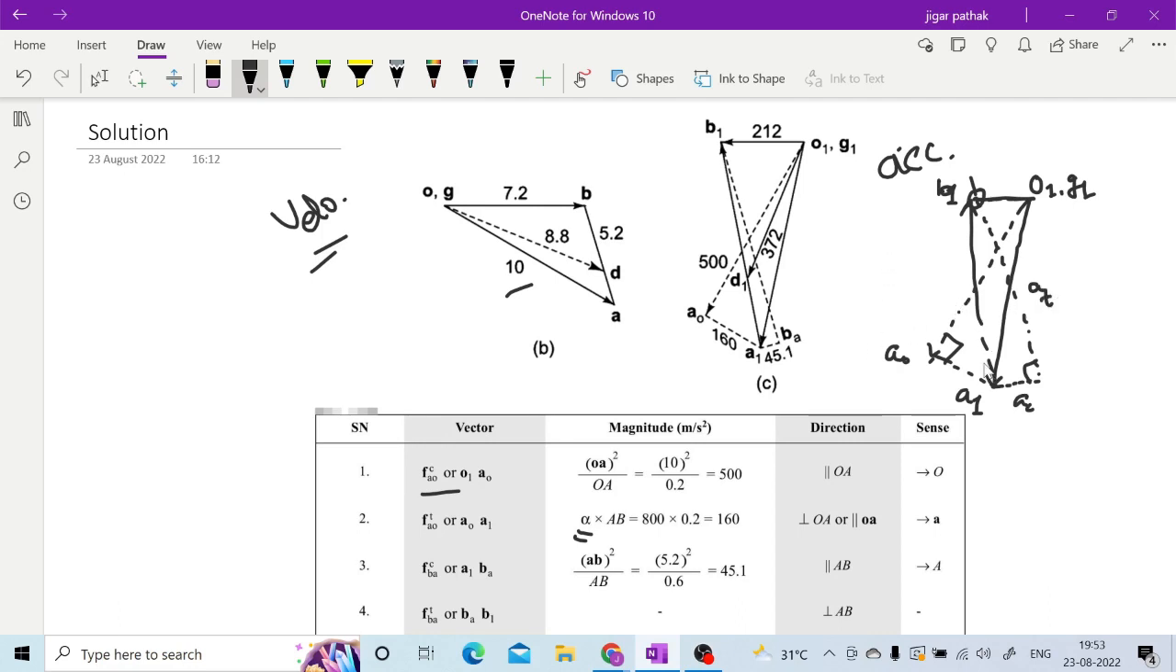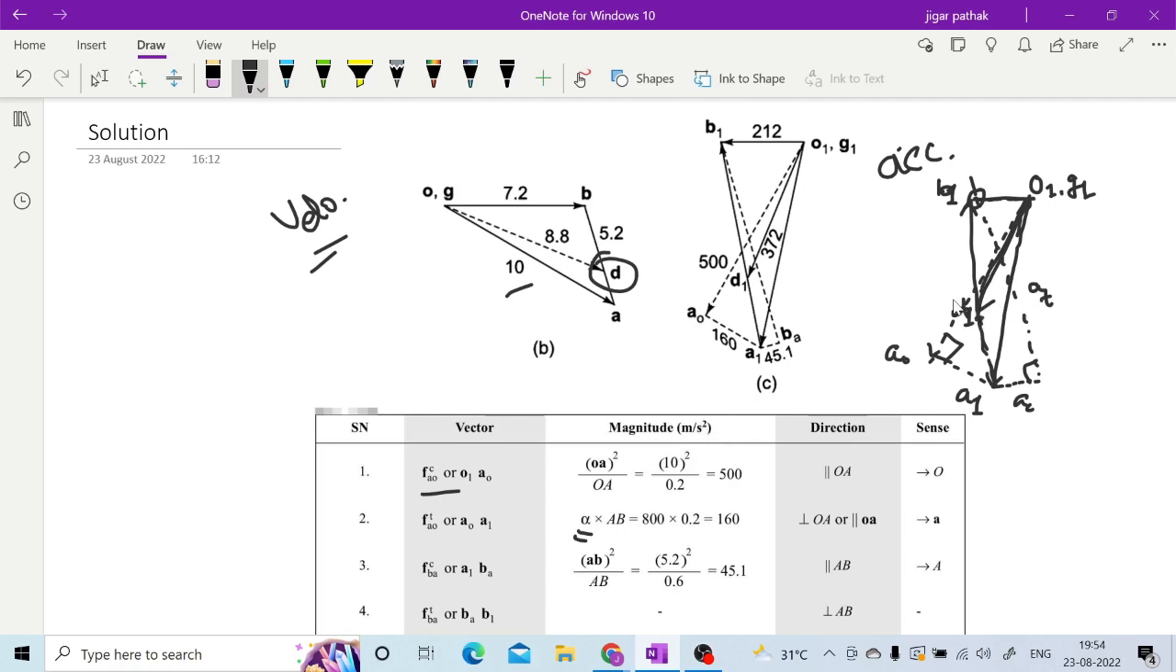And once you have this particular diagram, this O1 E1 B1, again you can locate point D1 as you have located in this particular diagram, right? So again you can locate D1 here, and you can have this particular joining of that D1 to O1, right? So this is how your velocity and acceleration diagram is drawn, right?